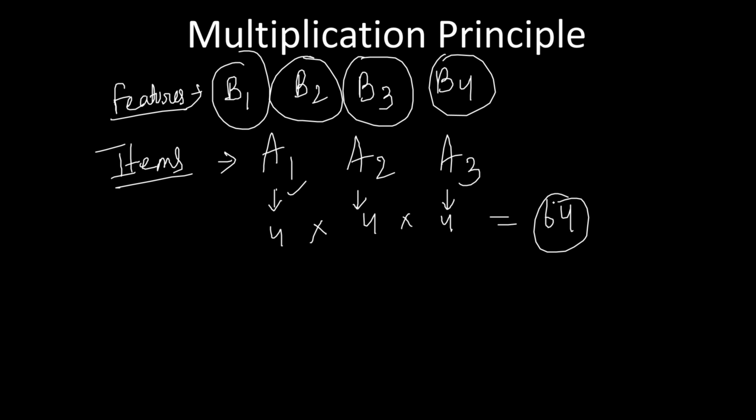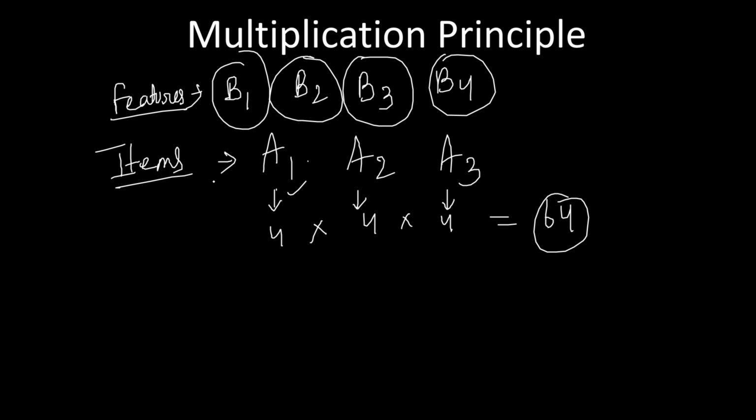This is called the multiplication principle. For independent events, you multiply their number of possible outcomes to get the total possible outcomes for those events happening simultaneously. So we want A1, A2, A3 to simultaneously have features, and we want to find out the total possible ways for that. That is why we used the multiplication principle.